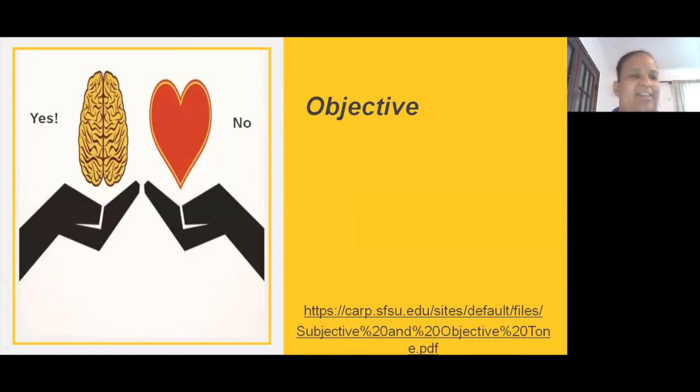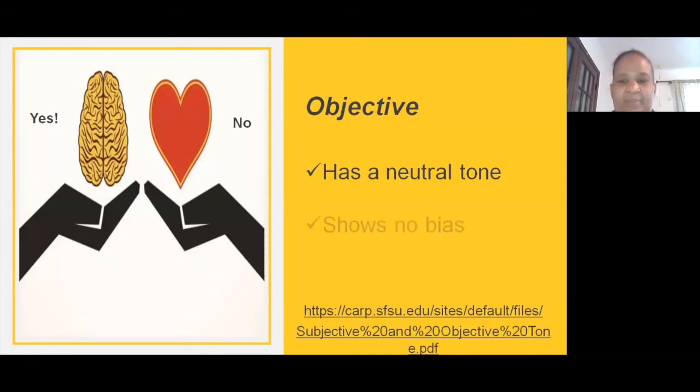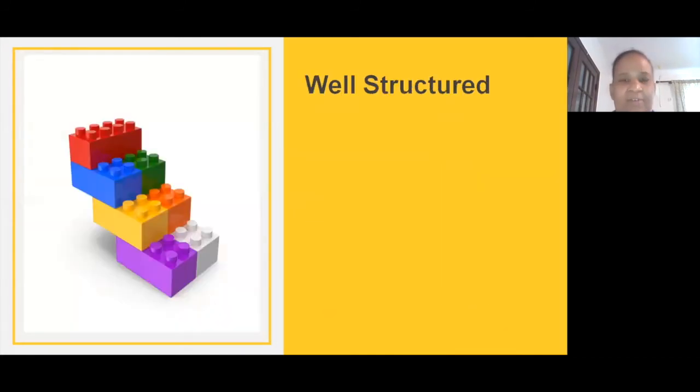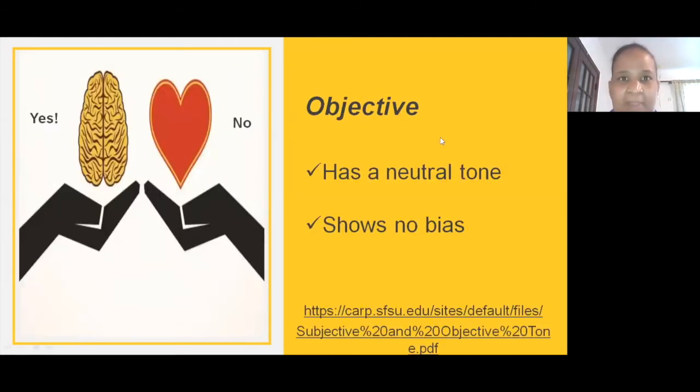Objective, number 1. Yes, you think with your head. No, you don't think with your heart. You make sure that your essay has a neutral tone. We don't see any bias. We don't see any strong language for or against the topic. It shows no bias. And we're going to look at just a little activity with objectivity. As I said, objectivity is where you show no bias, where you are balanced.